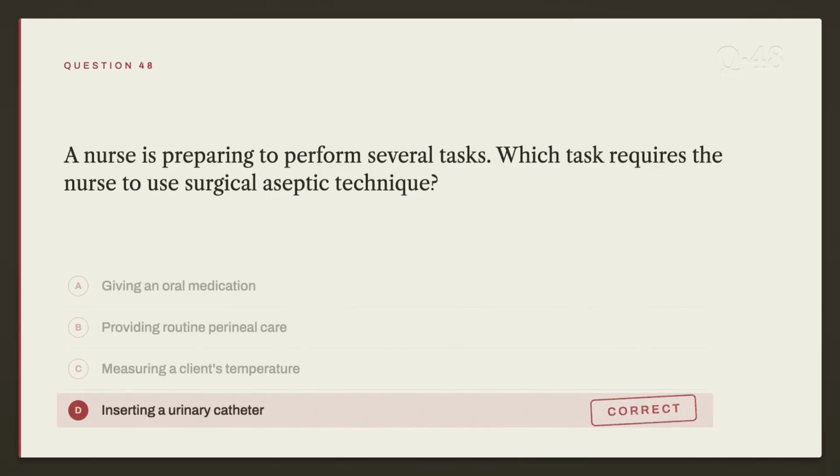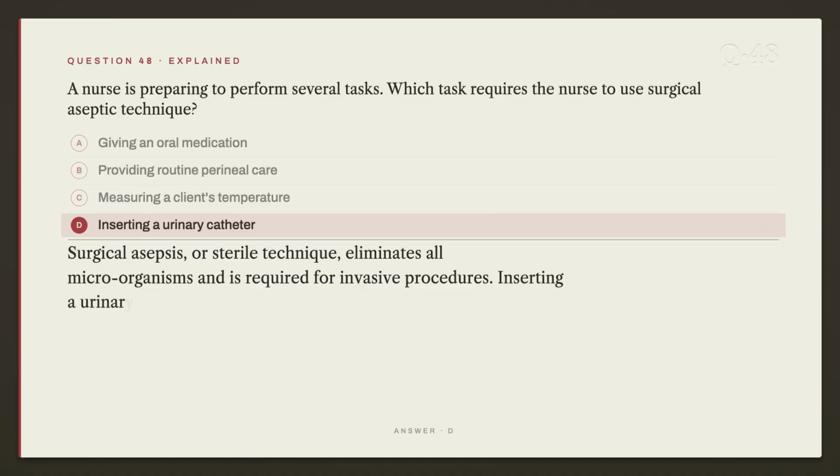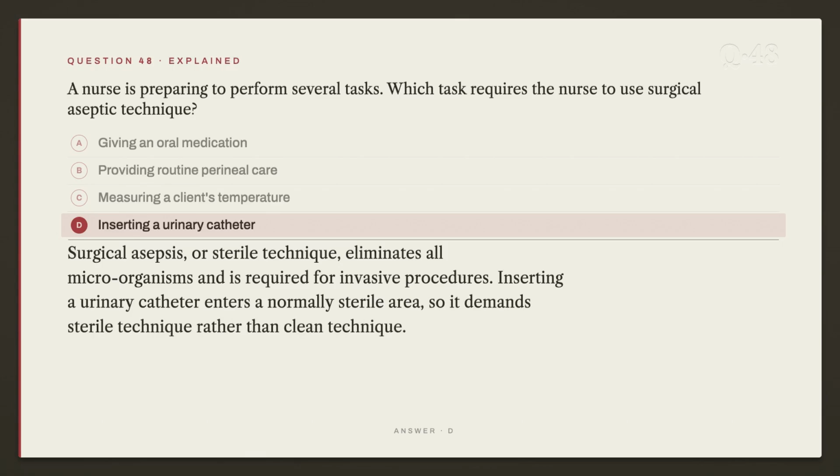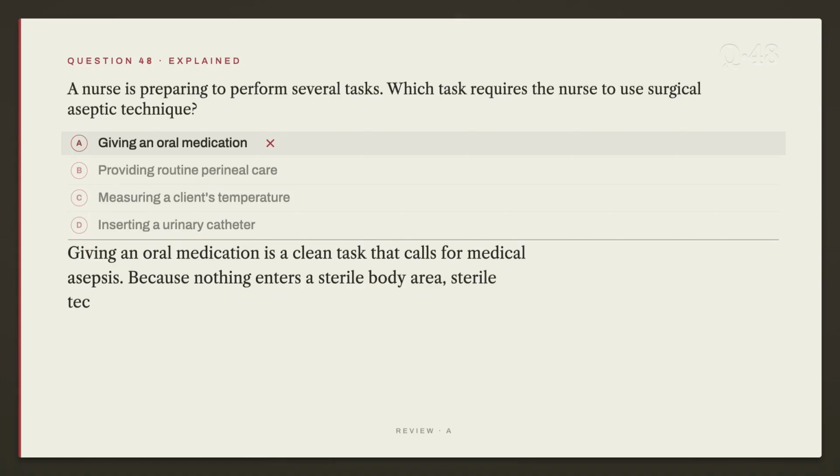The correct answer is D. Inserting a urinary catheter. D is correct because surgical asepsis or sterile technique eliminates all microorganisms and is required for invasive procedures. Inserting a urinary catheter enters a normally sterile area, so it demands sterile technique rather than clean technique. A is wrong because giving an oral medication is a clean task that calls for medical asepsis. Because nothing enters a sterile body area, sterile technique is unnecessary for this routine oral administration.